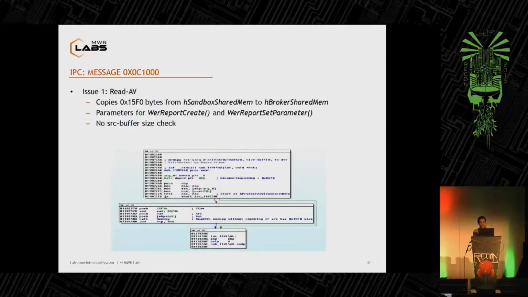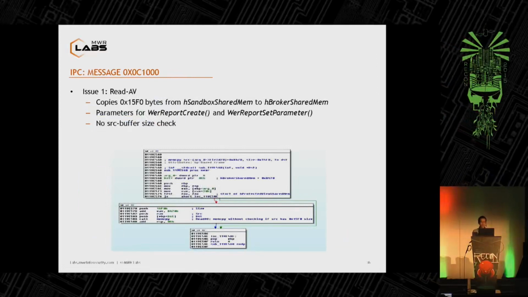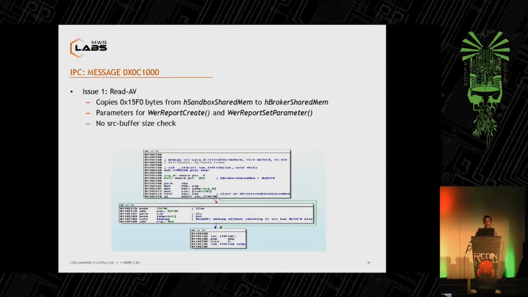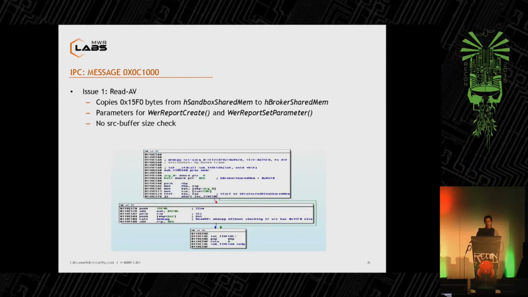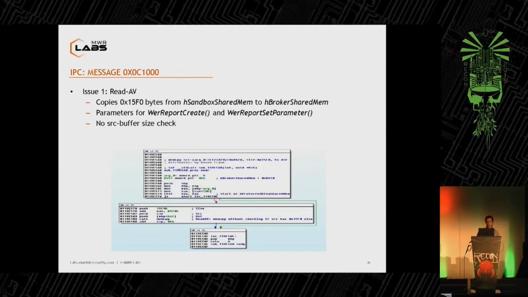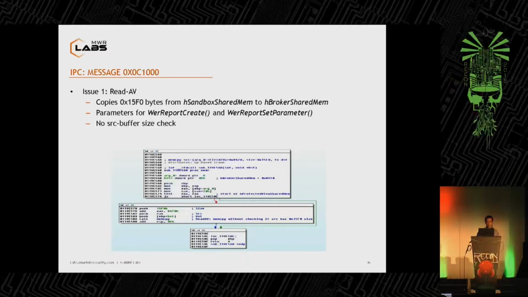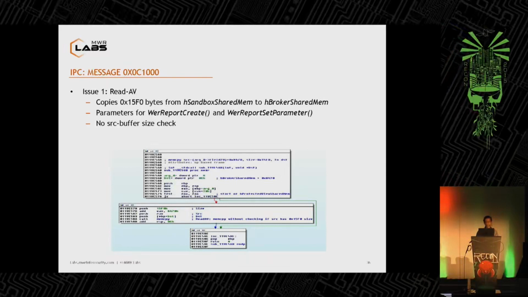So there are two issues relating to the 0C1 message. The first one is a read access violation when the broker tries to copy a fixed size of 15F0 bytes from the sandbox shared memory to the broker shared memory. This chunk of bytes is to be used as parameters for the WER report create and WER set parameter APIs. But during the copy, the broker did not check whether there is sufficient size to copy from in the sandbox memory.